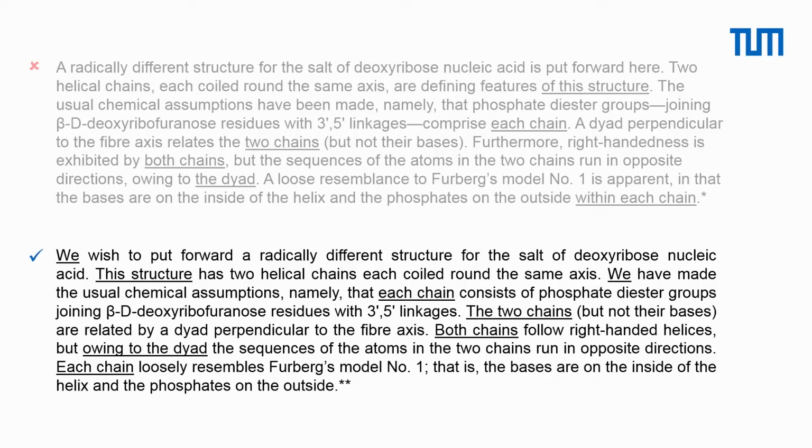Both chains follow right-handed helices, but owing to the dyad, the sequences of the atoms in the two chains run in opposite directions. Each chain loosely resembles Furberg's model number 1, that is, the bases are on the inside of the helix and the phosphates on the outside.